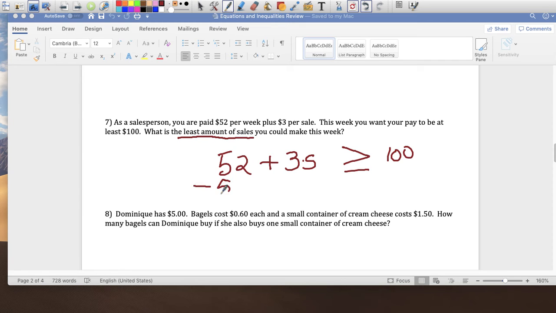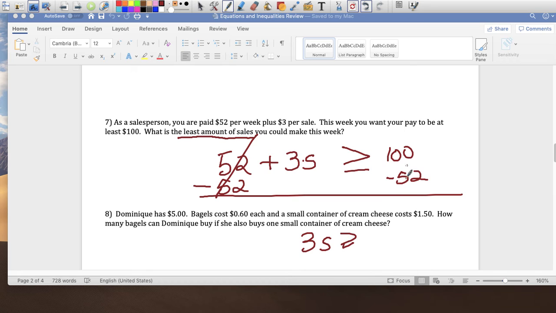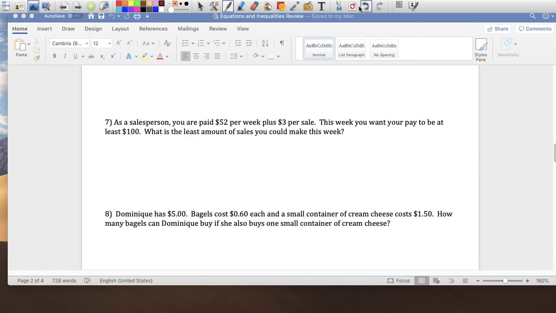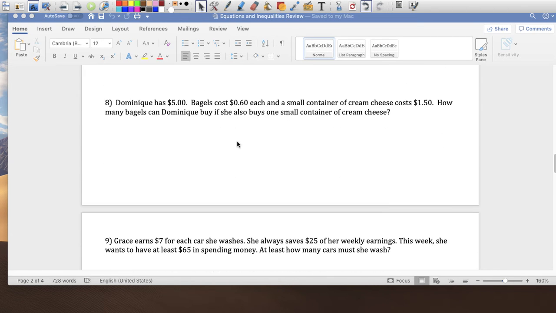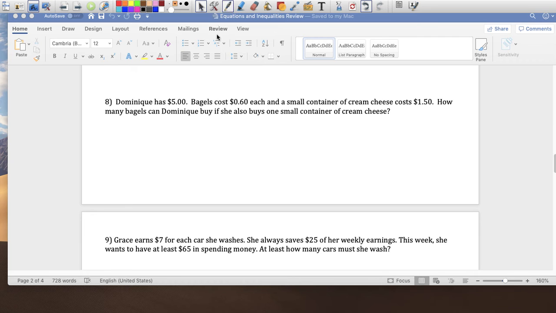Same thing. We solve it the same way. We use inverse operation. So we'll do minus 52 on each side. These two go away. I'm going to bring 3s down. It's greater or equal to 100 minus 52, which is 48. I'm going to divide both sides by 3. And s is greater or equal to 16. So the number of sales that you have to make, at least you have to make 16 sales this week, so that when you combine that with your $52 that you make, you walk out of there with at least $100.